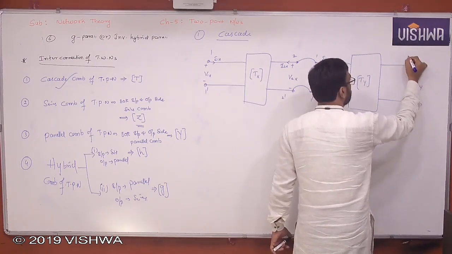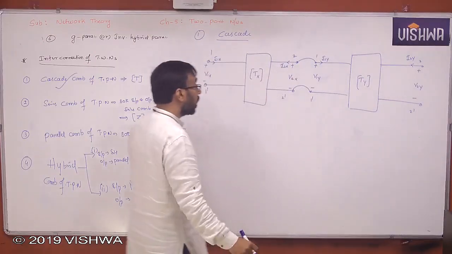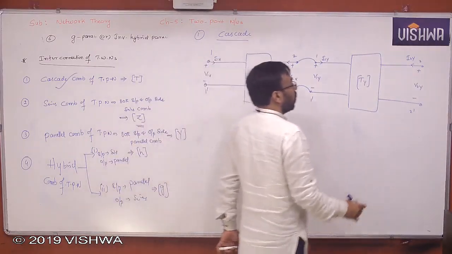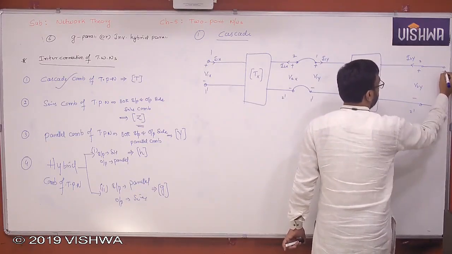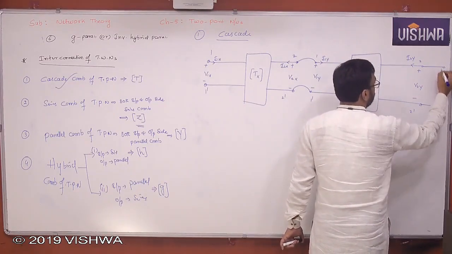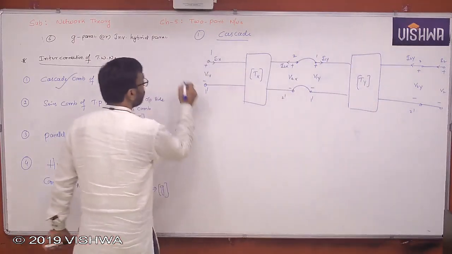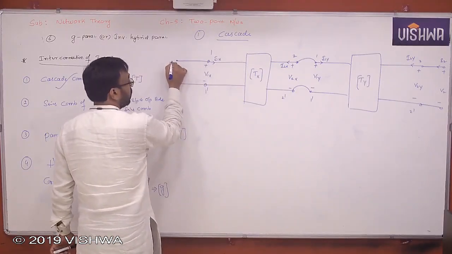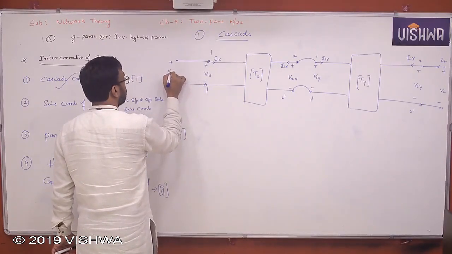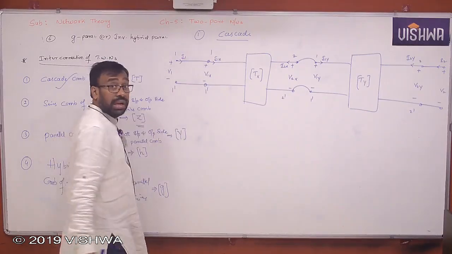V2y and I2y. Clear all of you? Okay, well. Now overall two-port network is V2, this is I2. The overall two-port network input port side, this is V1 and this is I1. This is 1, 1 dash. Clear all of you? Okay.